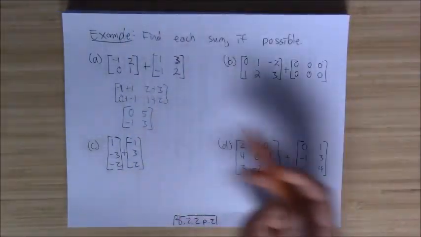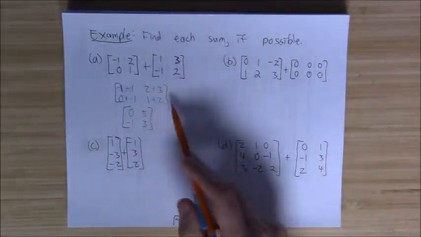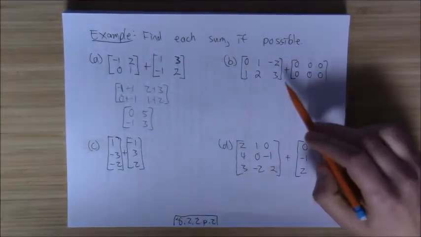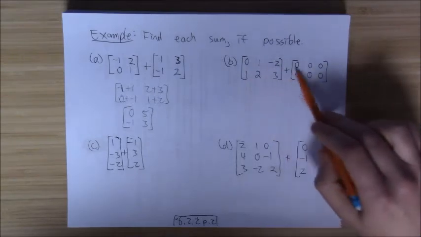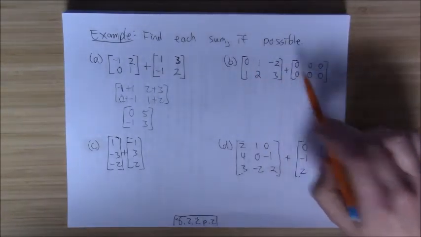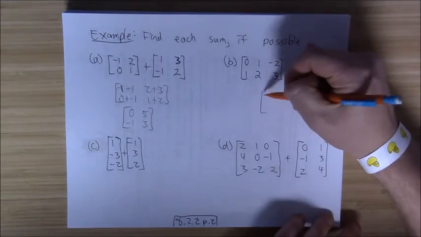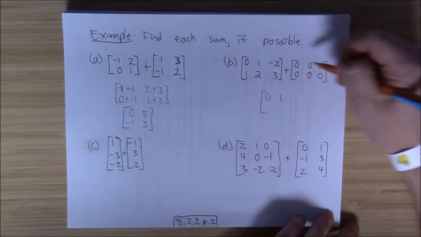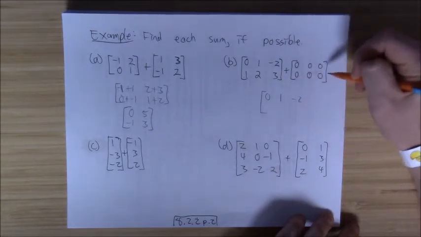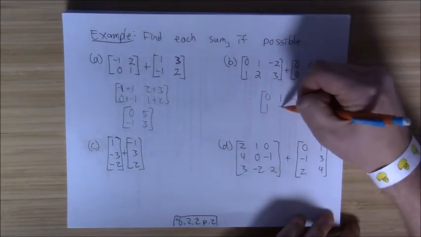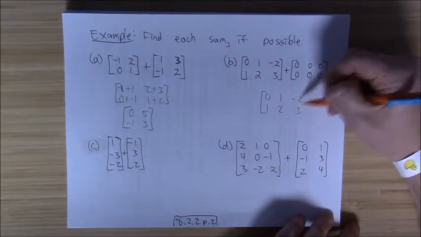So again, all we really did here was add each of the individual terms, right? Well, that makes this really easy. First, we can add these because they have the same dimension. And in fact, we'll get 0 plus 0, which will be 0. 1 plus 0, which will be 1. -2 plus 0 will be -2. 1 plus 0, which is 1. 2 plus 0, which is 2. And 3 plus 0, which is 3.